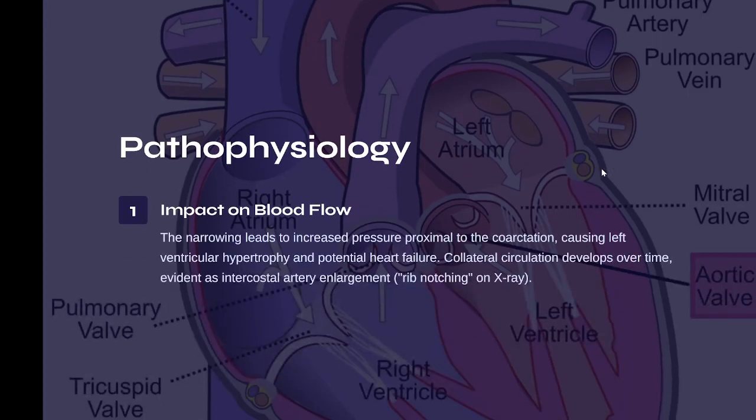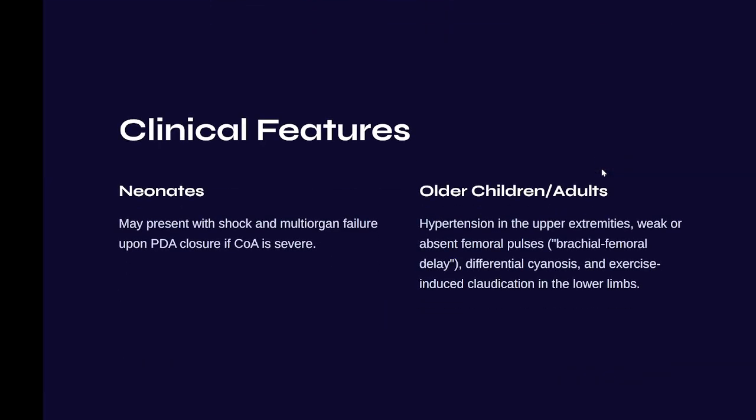Pathophysiology. The narrowing leads to increased pressure proximal to the coarctation, causing left ventricular hypertrophy and potential heart failure. Collateral circulation develops over time, evident as intercostal artery enlargement and rib notching on X-ray. Clinical features. Neonates may present with shock and multi-organ failure upon PDA closure if CoA is severe.